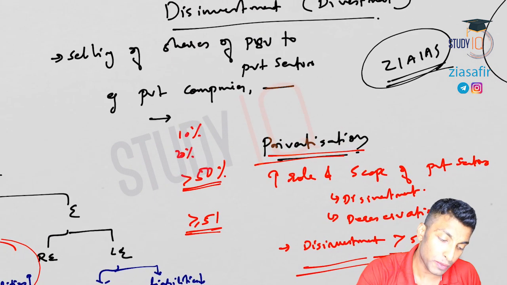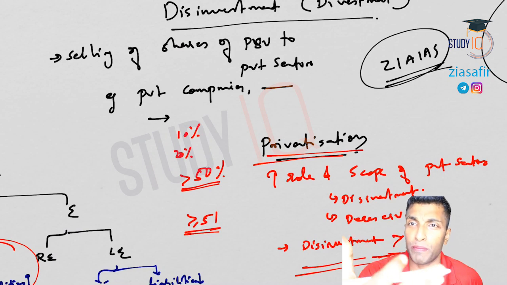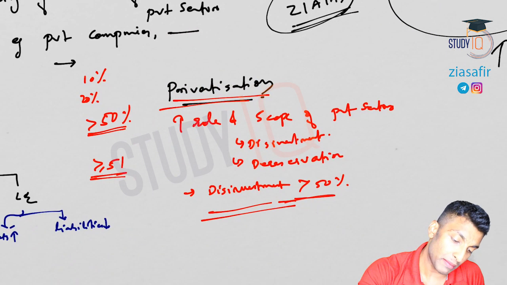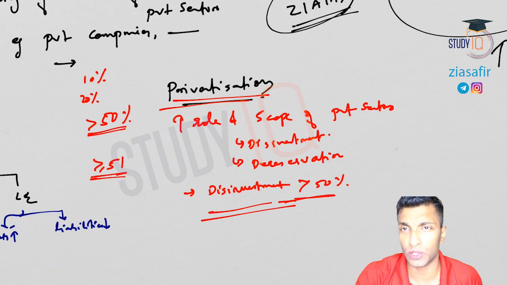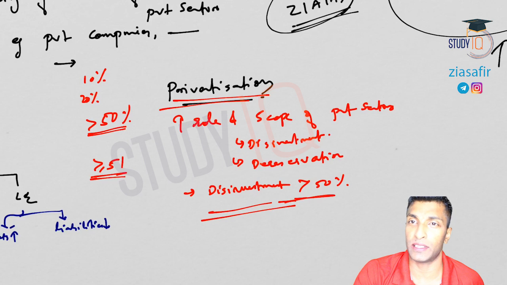So what I want to tell you is about privatization and disinvestment. Privatization is a broader concept. Disinvestment is one of the means of privatization. Privatization increases the role and scope of the private sector. Disinvestment means selling the shares of PSUs to the private sector. It can be an individual, a financial institution, a private company, etc.